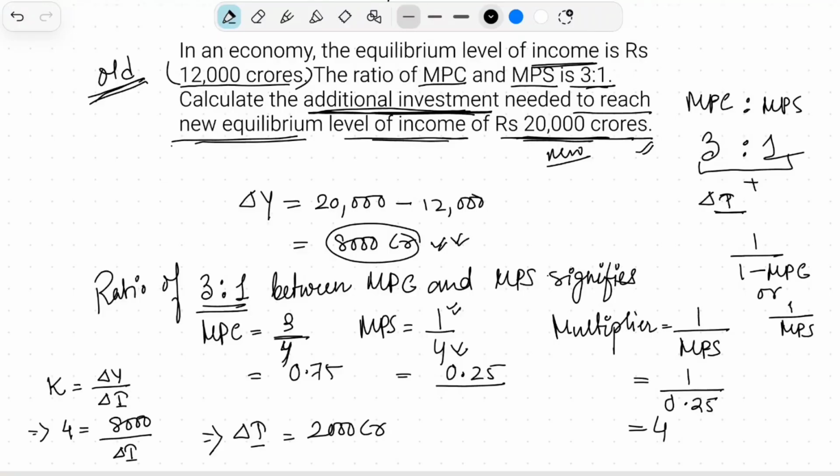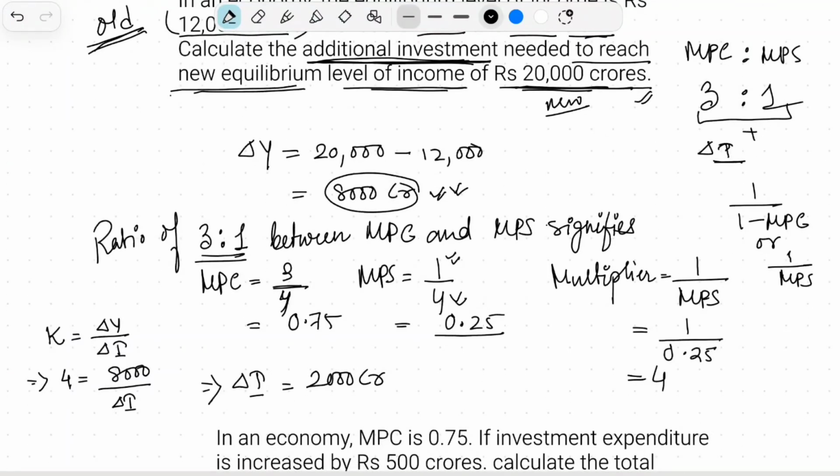If the ratio between MPC and MPS is 3:1, we can say that MPC is 3/4 if we convert it into fraction. And after converting into decimal, the answer is 0.75. Again, we can say that MPS is 1/4 as per the ratio. Converting into decimal, we get 0.25. Now, using the formula of multiplier 1 divided by MPS, we get the multiplier as 4.